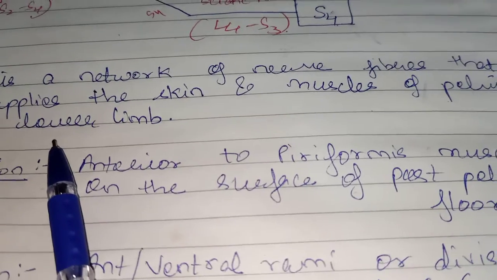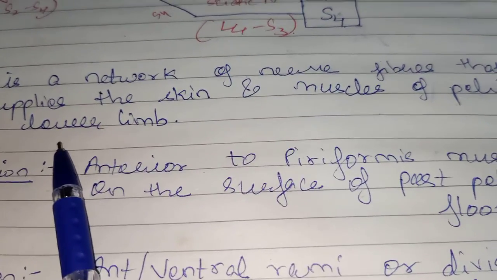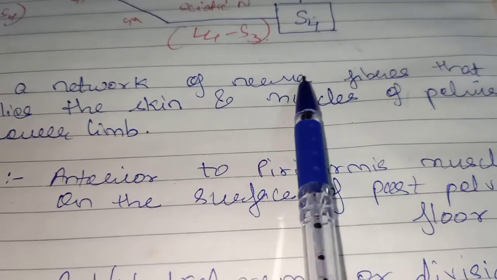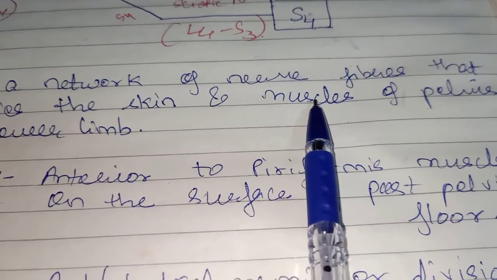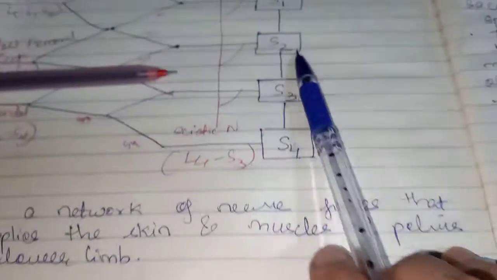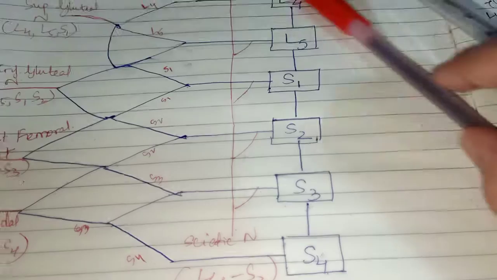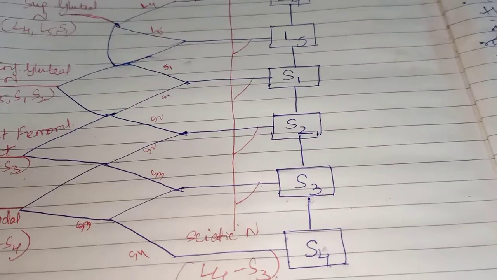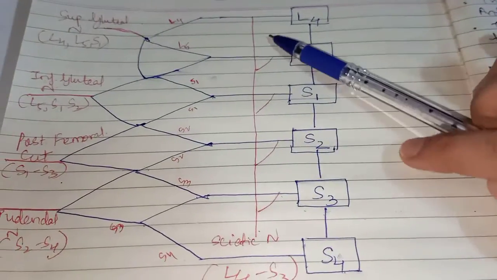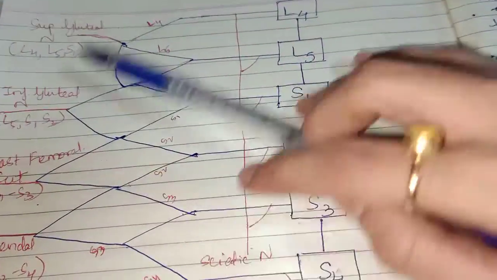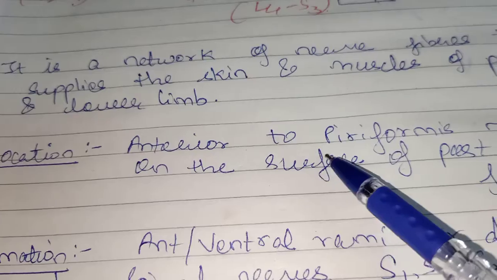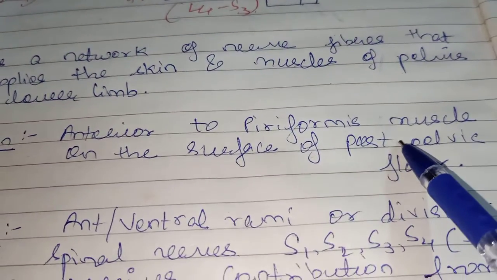What is the function of the nerves? Motor function and sensory function. So sensory to the skin and motor to the muscles. Clear? Now, where is this complete plexus located? Where is the situation of this plexus? So we'll study. The location is anterior to piriformis muscle.